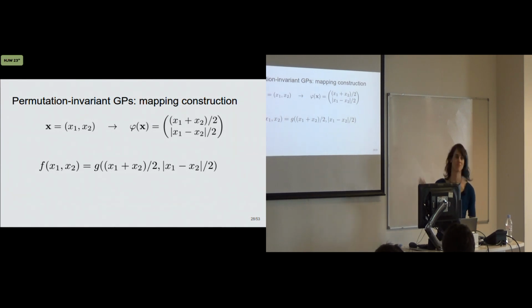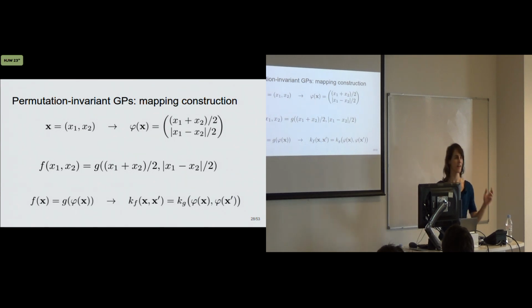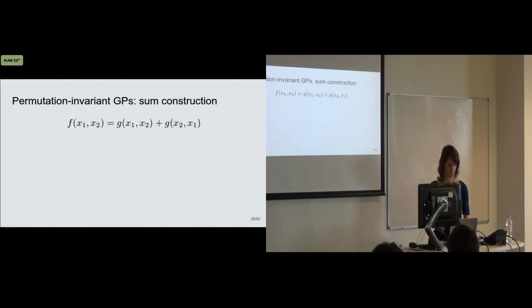And then we construct an invariant function f using a non-invariant regular function g of the function mapping. So we just say f of x is g of our mapping phi of x. And then the kernel on f is induced by the kernel that we put on g, because we just have to map our 2 arguments to the kernel through the transformation. But it's not always easy to find an appropriate mapping for an arbitrary invariance. So what we can also do is we just do it with a sum.